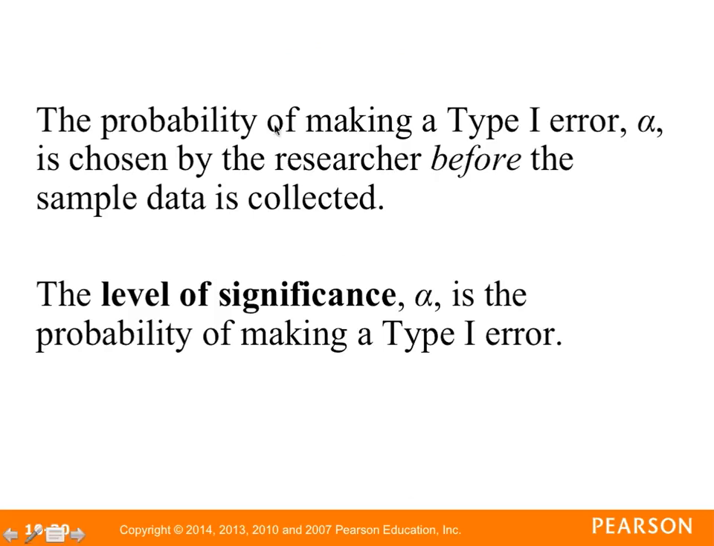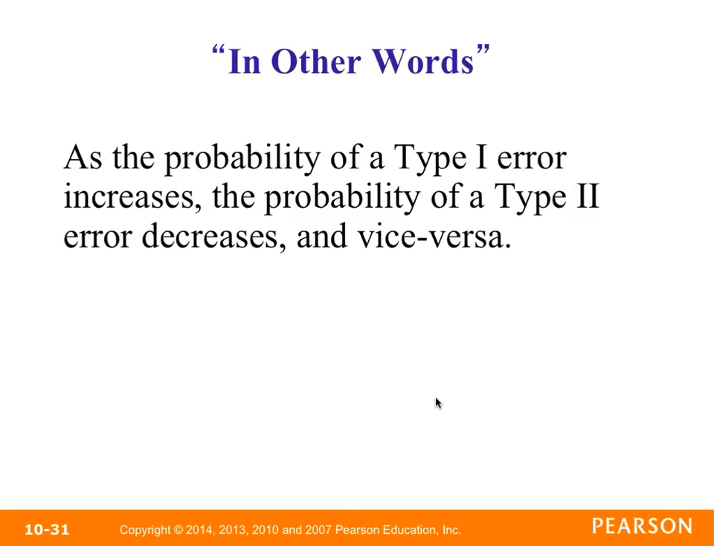Now, typically, you choose alpha based on how bad it would be to make a type 1 error. Now, one thing to note, though, is that as the probability of a type 1 error increases, the probability of a type 2 error decreases. So it's kind of like a balancing act. If one goes up, the other one goes down. So the whole goal is to balance the two and decide what types of errors you're willing to deal with, because you can never completely eradicate the error.